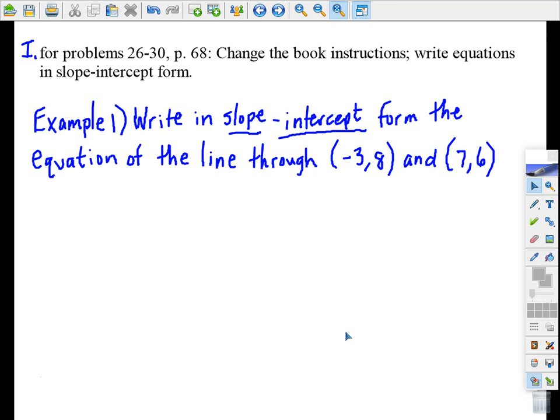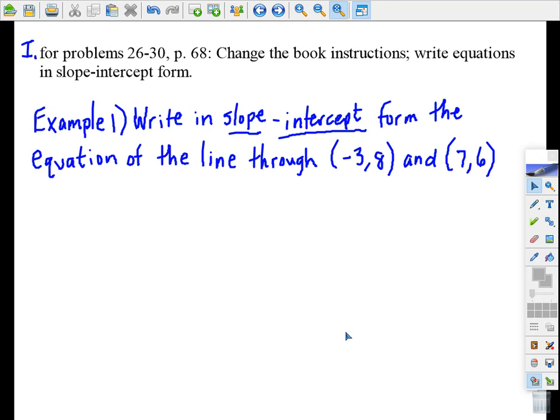So starting off, I want to give you a couple examples on what you're going to do on problems 26 through 30 on page 68. And we're going to change the book instructions just a little bit, because on that page, the book is going to have you write these equations in point-slope form. And I would like for you, again, to change this so that we're going to write the answers, the equations, in slope-intercept form.